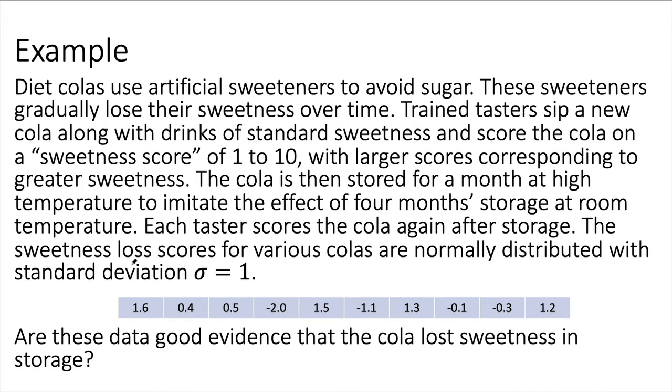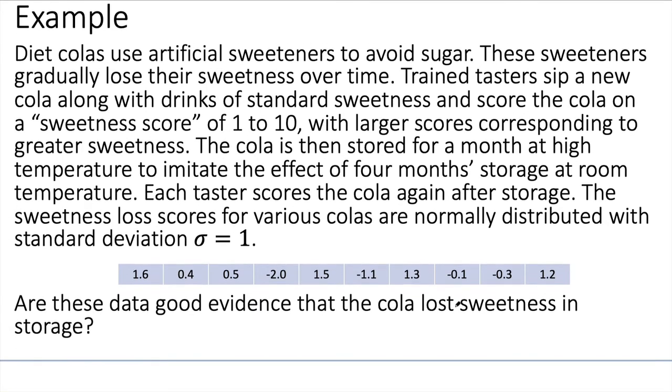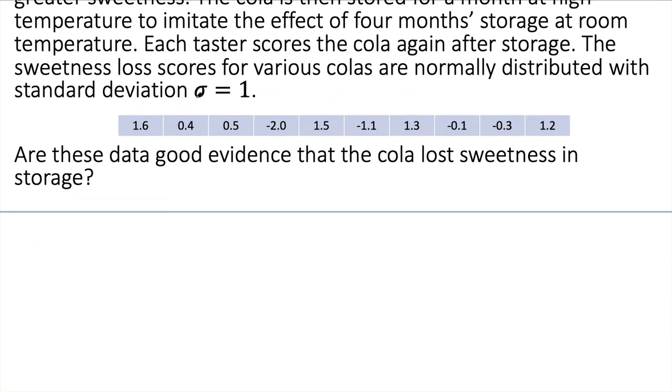So what we want to do is say, suppose that the cola does not lose sweetness. We would expect the average of these to be 0. We would expect a distribution that is normal, with the standard deviation of 1, but we would expect that the sweetness loss is 0. I'm going to go ahead and draw that. So we have a normal curve, and we've got our peak at 0.